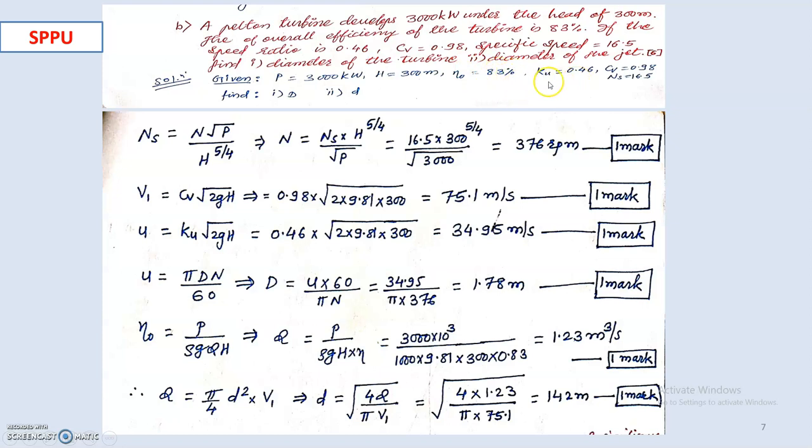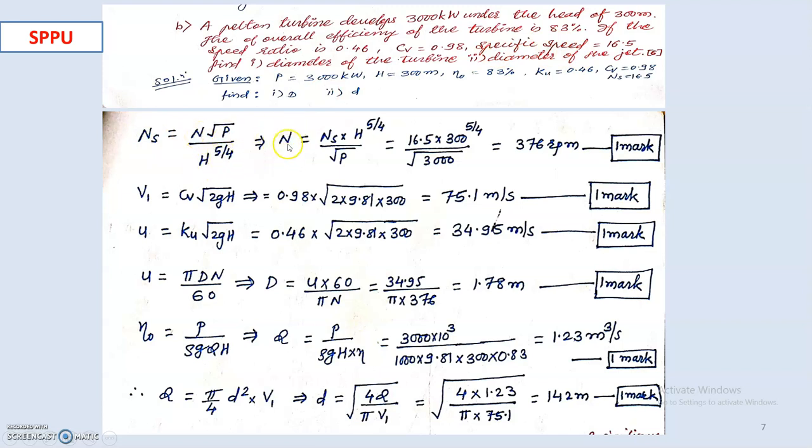Study the next numerical. A Pelton turbine develops 300 kilowatt under the head of 300 meter. The overall efficiency of the turbine is 83%, the speed ratio is 0.46, Cv is given as 0.98 and specific speed as 16.5. The diameter of the jet we need to find out. In this case, power is given, head is given, overall efficiency 83%, Ku equal to 0.46 and Cv equal to 0.98. So we know if we are given specific speed, specific speed formula equal to N under root of P by H raised to 5 by 4.